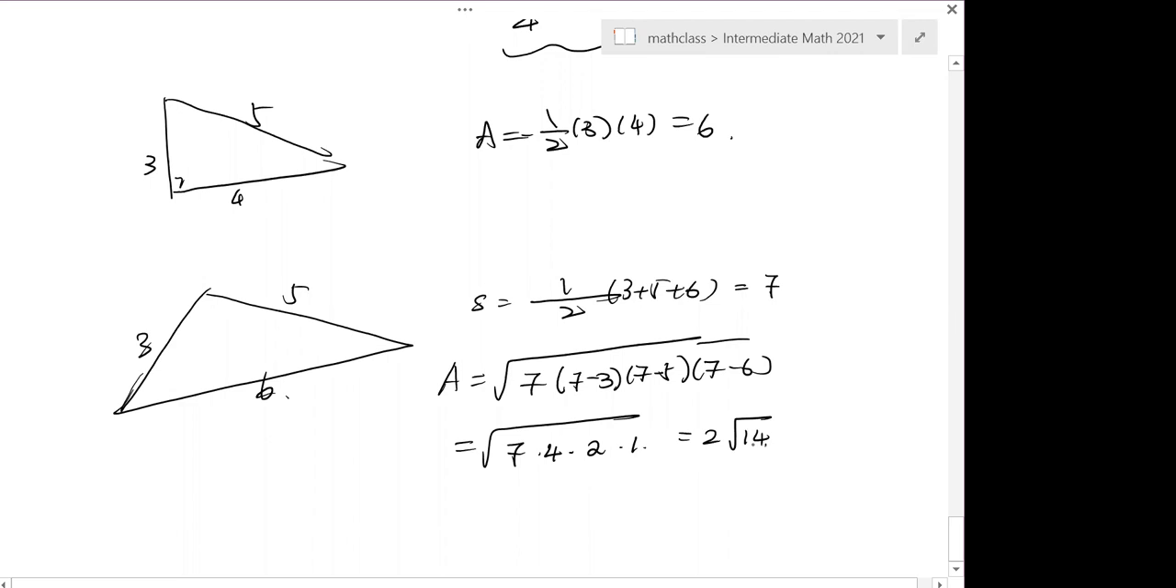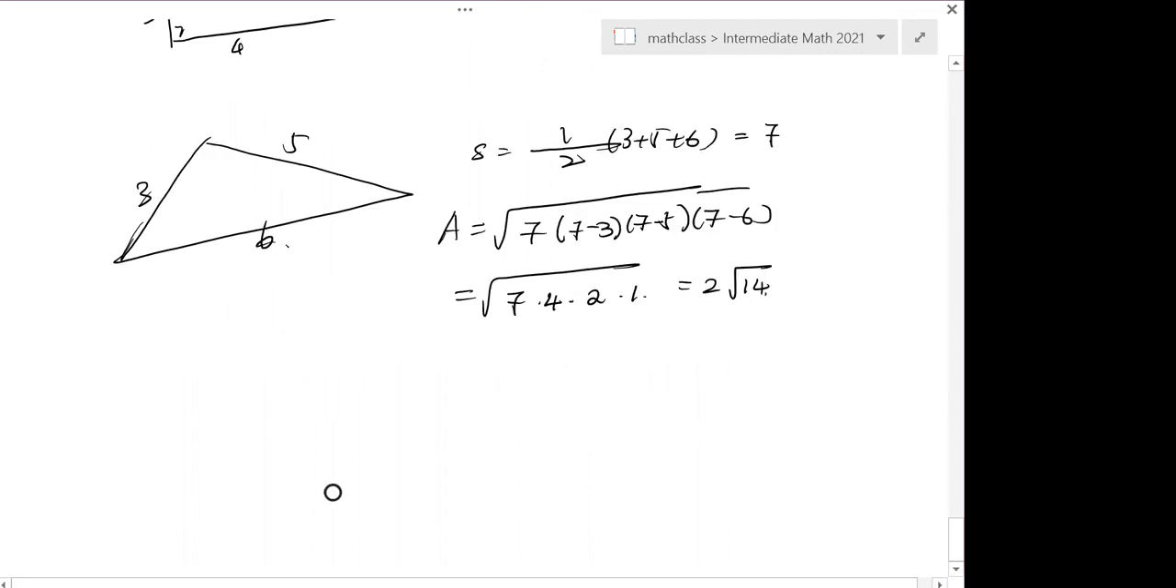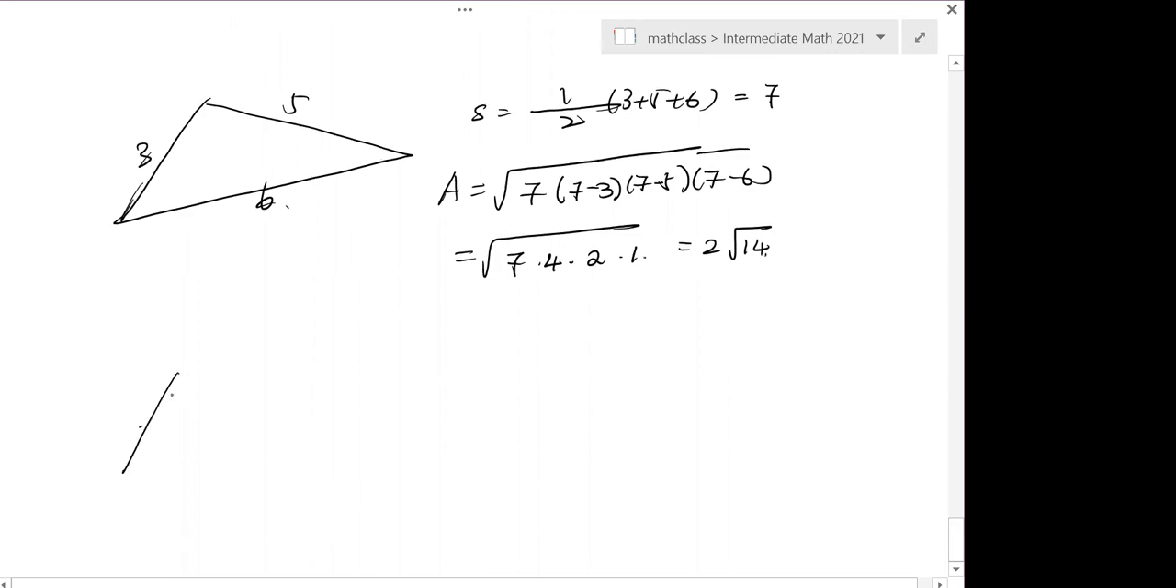So you have to use Heron's formula, otherwise you're not able to solve this problem. And the next problem is 3, 5, and 7. Can you guess whether this is larger than the one with side length of 6? It's not easy to see that, right?